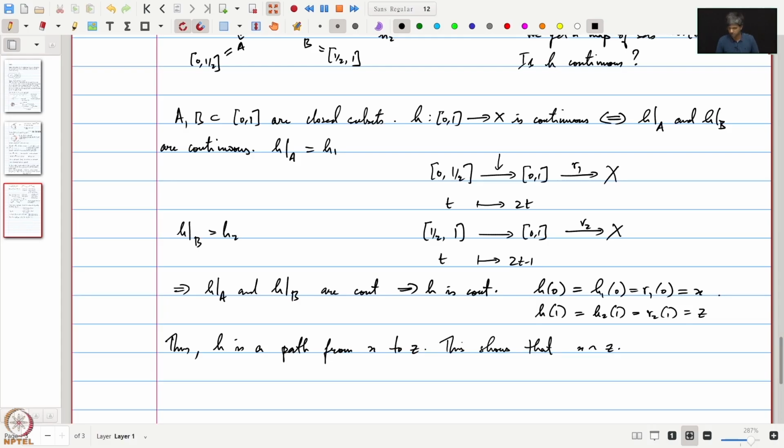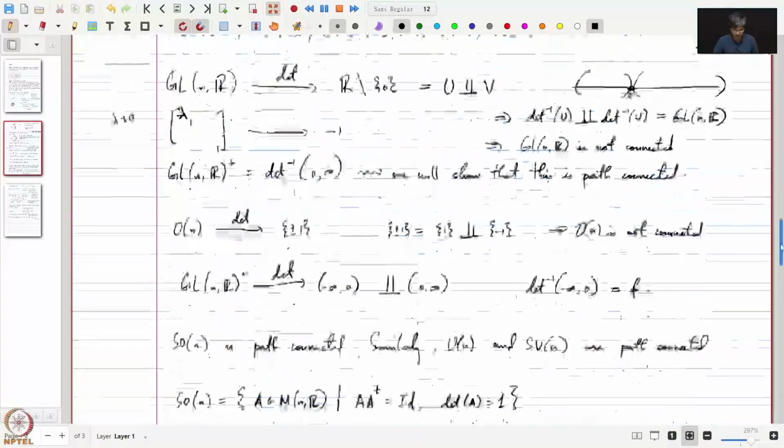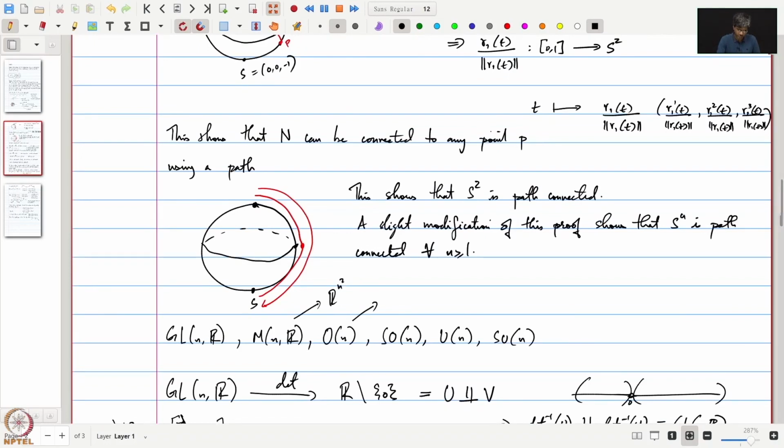This also shows that if I have a topological space X and I can join two points x and y with a path, and y and z with a path, then I can join x and z with a path, which is precisely what we used in the example of the sphere. We can join the north pole to any point P, and then P we can join to this point S. So therefore, we can join the north pole to S.